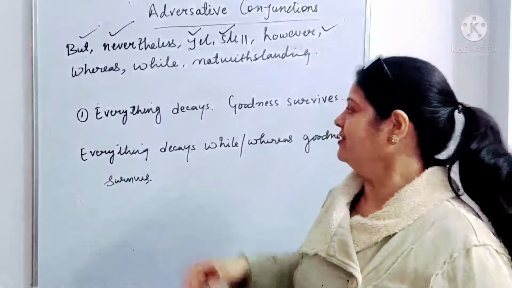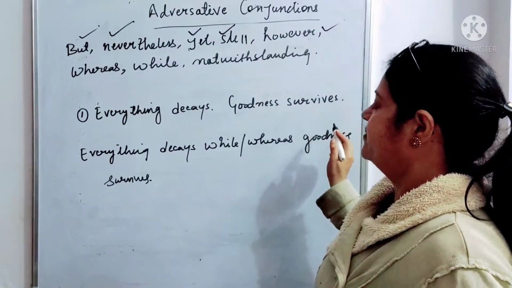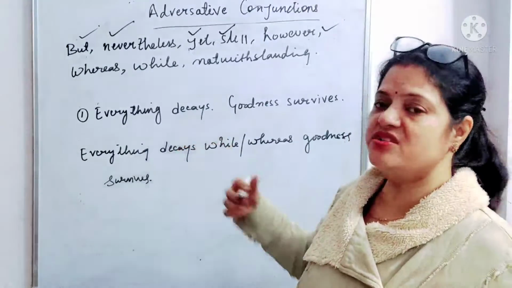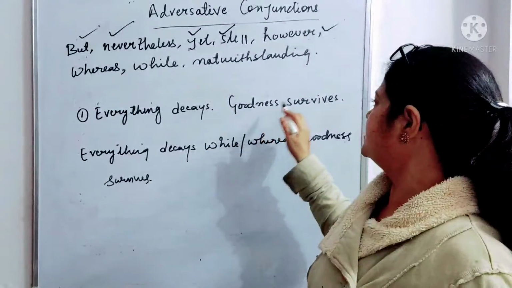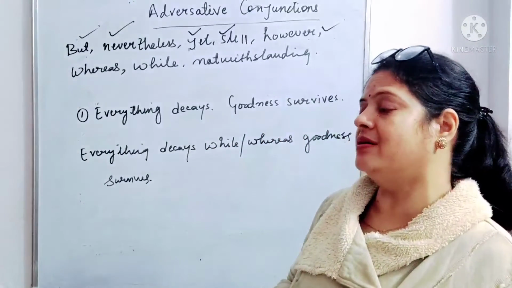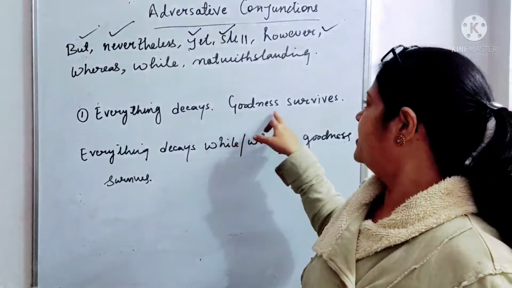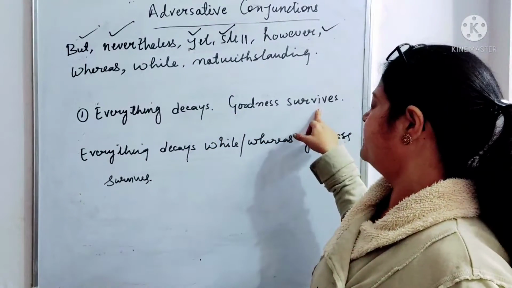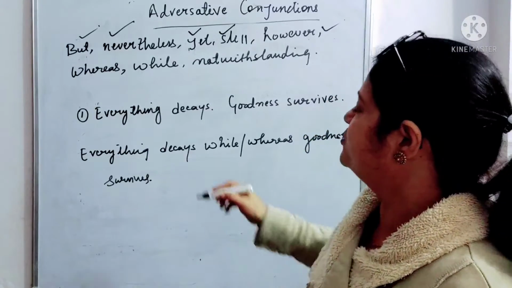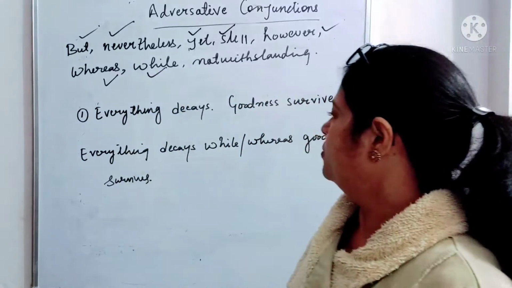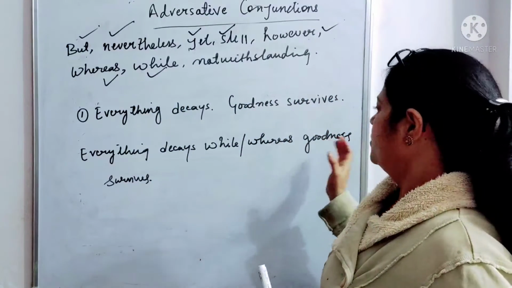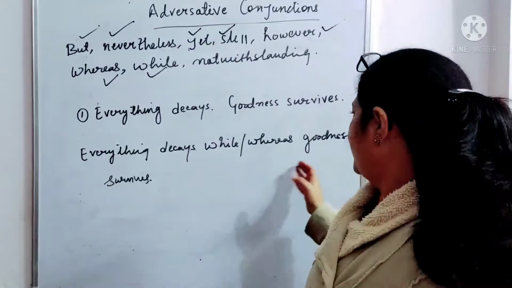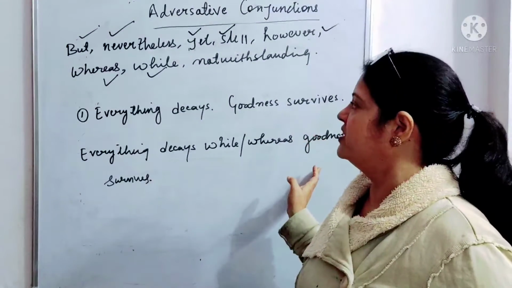So again, one more sentence I have taken: everything decays, goodness survives. Everything decays means everything perishes, everything is destroyed. Decay means destroy. Survive means to live for a long time. So goodness is the only thing which remains alive for a long time. Okay. So, everything decays, goodness survives. What we'll do is use these two conjunctions for it, while and whereas. So it would become: everything decays while goodness survives, or whereas goodness survives. Okay.